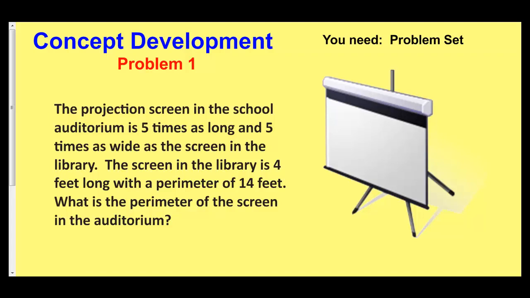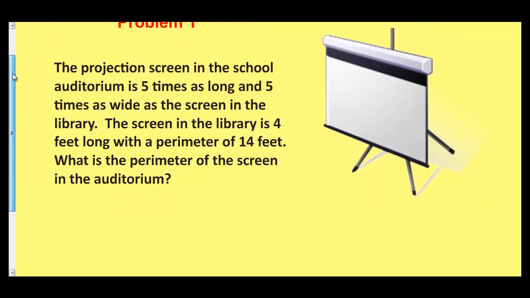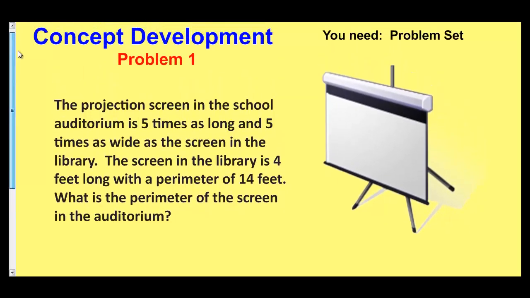The projection screen in the school auditorium is 5 times as long and 5 times as wide as the screen in the library. The screen in the library is 4 feet long with a perimeter of 14 feet. What is the perimeter of the screen in the auditorium? So first of all, you're thinking to yourself, what can I draw here? That's a lot of information, so you have to break it down into what you know.